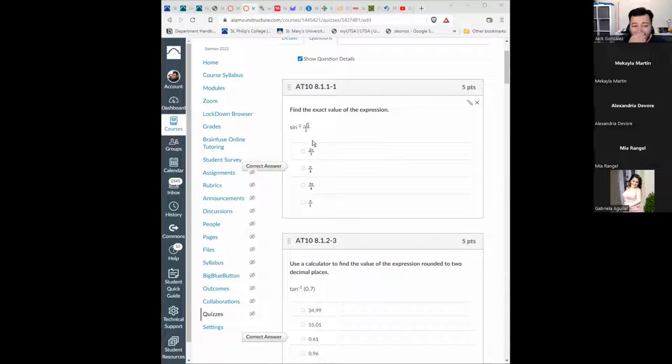Okay, so this guy is more of either a calculator question or a unit circle problem. I'm not going to require any work here. You should know where sine inverse of square root 2 over 2 is. Let me open the circle.